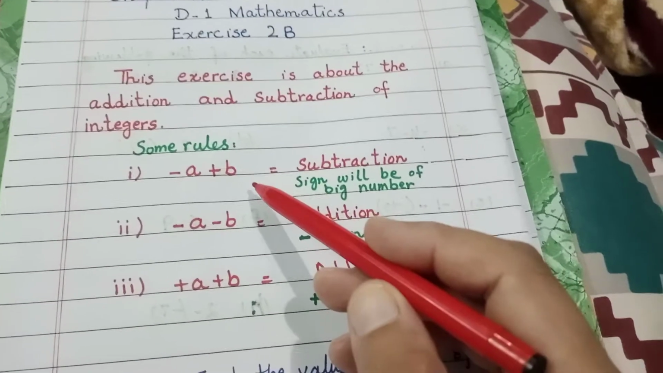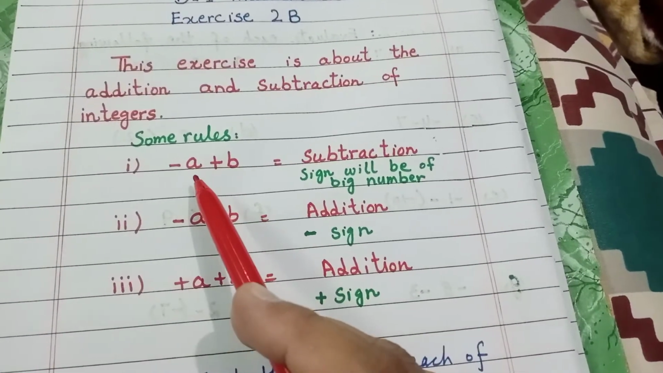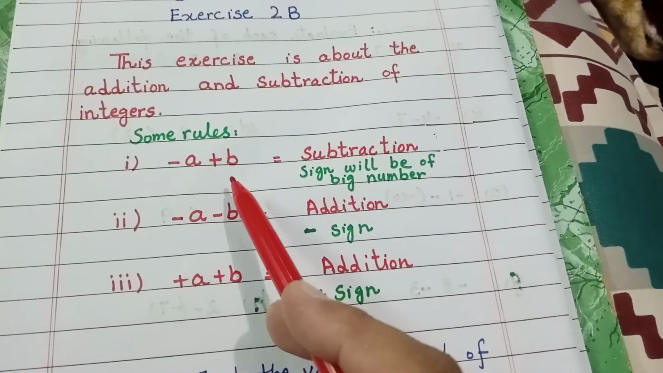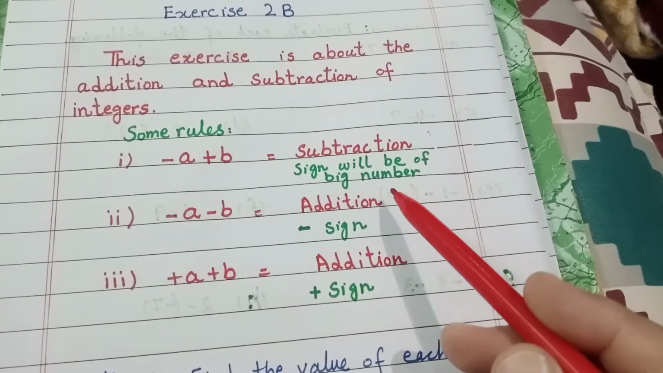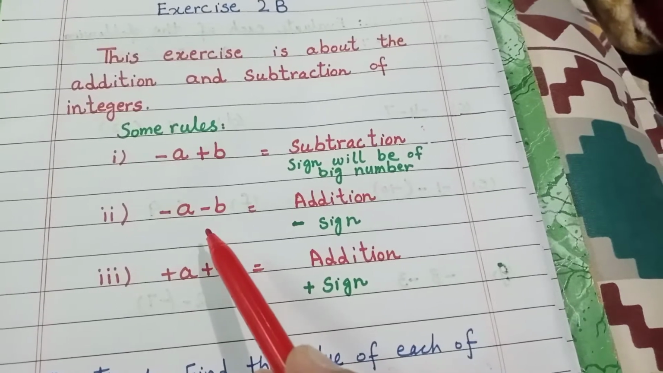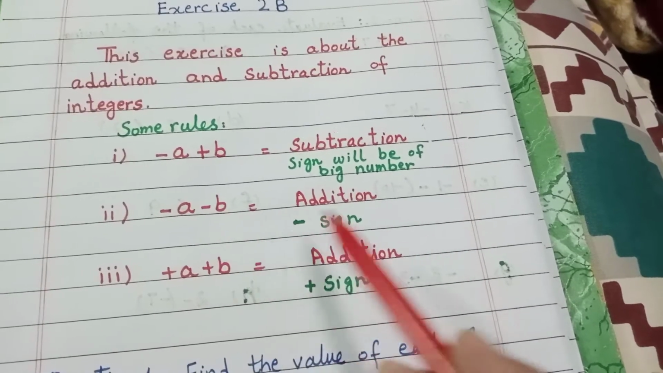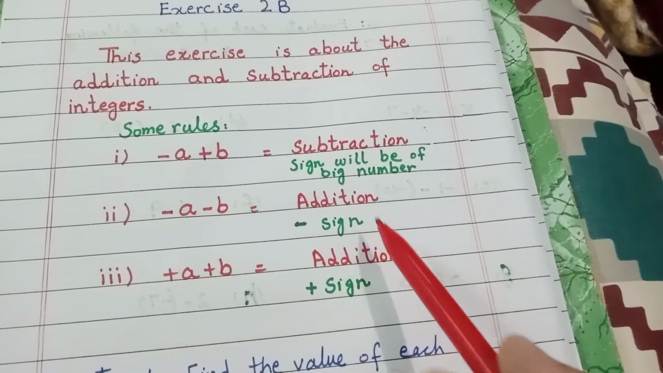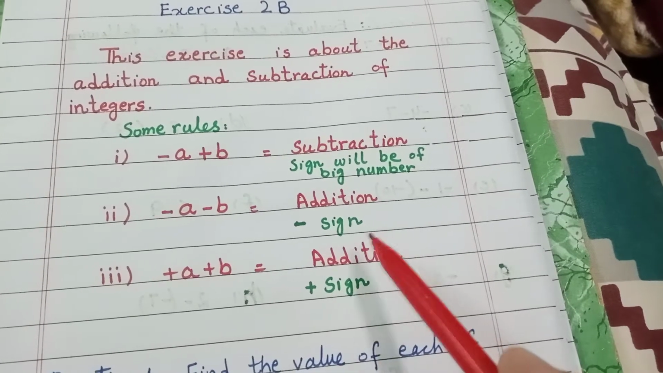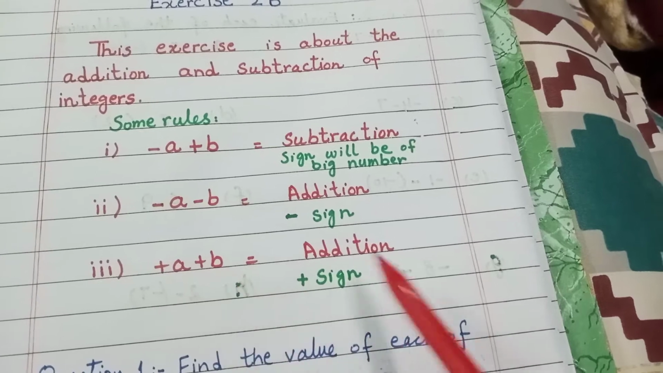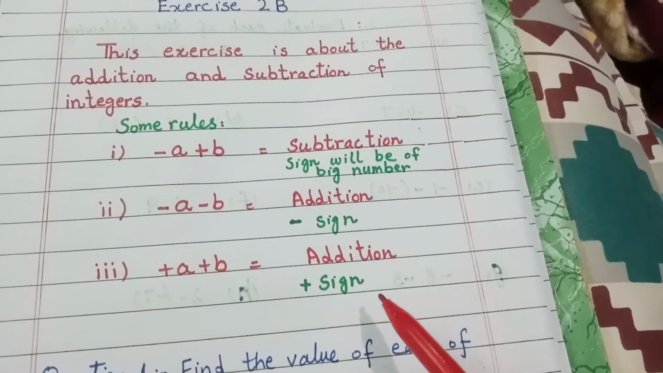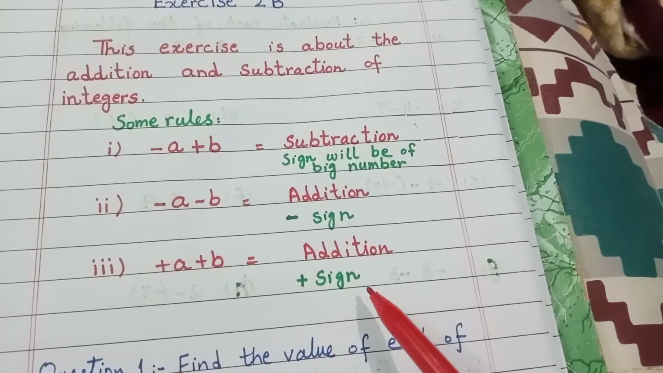Here are some rules. If one integer is negative and the second is positive, the operation will be subtraction and the sign will be of the big number. If one integer is negative and the other is also negative, the operation will be addition and the sign is minus. If one integer is positive and the other is also positive, the operation will be addition and the sign will be positive.